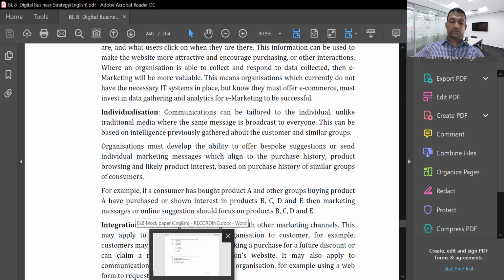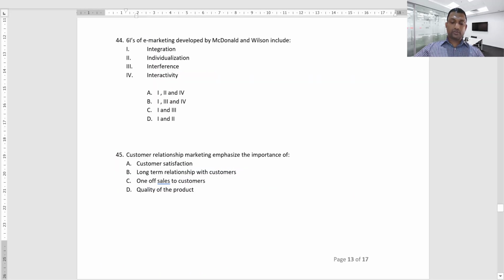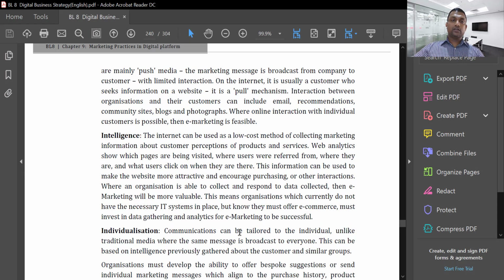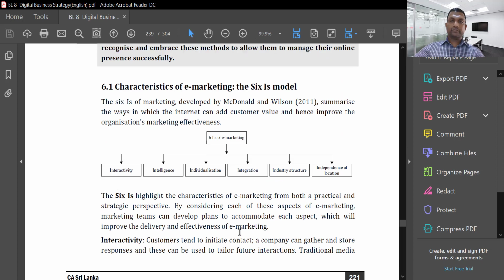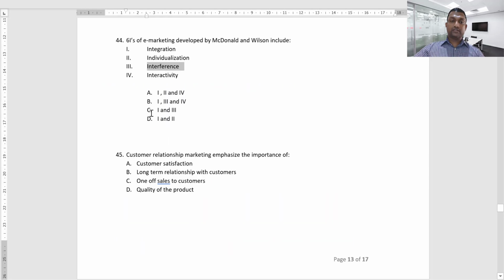So if you look at question number 44, we'll see integration is there, individualization is there, interference. Interference is not a part of this model, so that is not included there. And interactivity is there, so it should be integration, individualization, and interactivity. So the answer is A.